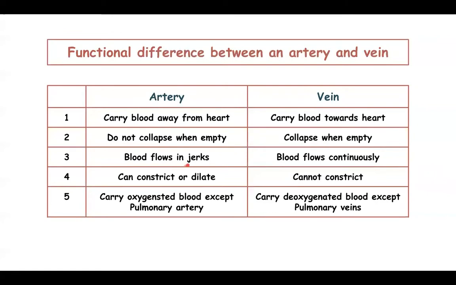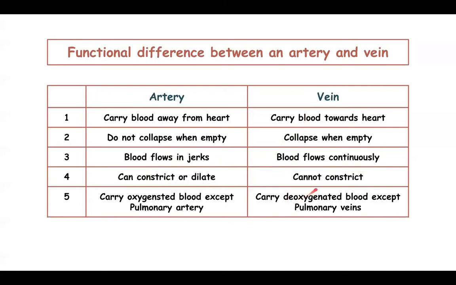So the blood flows in the artery in jerks, whereas in the vein, the blood flow is very continuous. The blood is coming from the organ, which will not be pumping it. Only heart is the pumping organ, so blood flow is more gentle and more continuous. The artery can constrict or it can dilate.